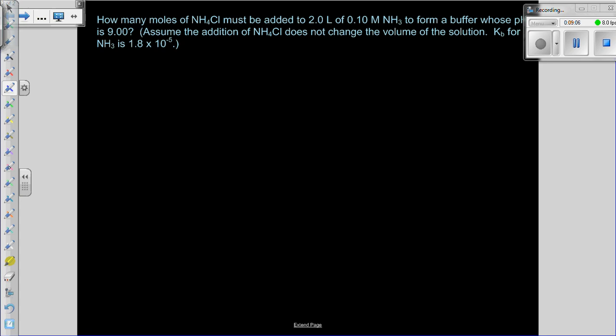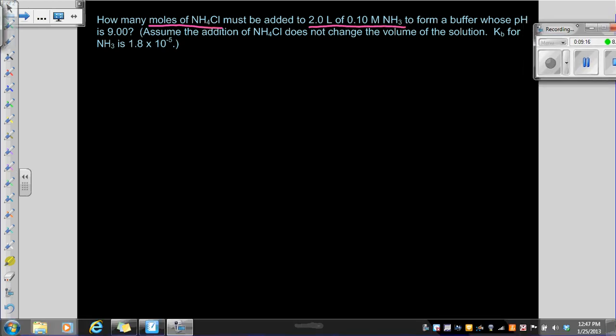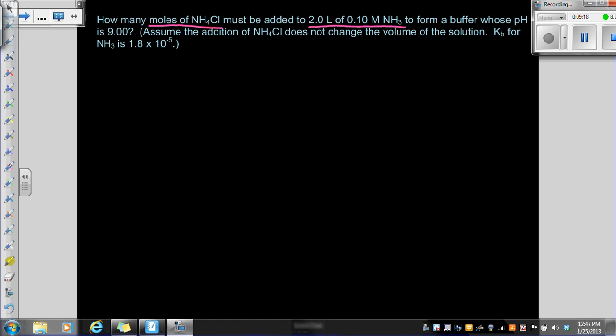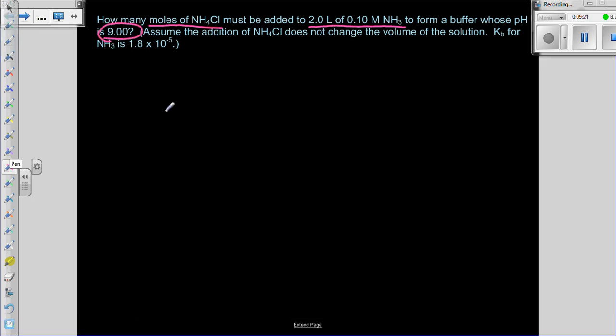This is a little bit different because here I'm looking for moles of ammonium chloride. I'm adding that to 2 liters of ammonia, and I'm forming a buffer whose pH is 9. So that's my given information. We are adding a solid, ammonium chloride, to this solution, and they're telling you here that the addition of it doesn't change the volume. So that means that I don't have to worry about recalculating molarity or anything like that. And then Kb is given.